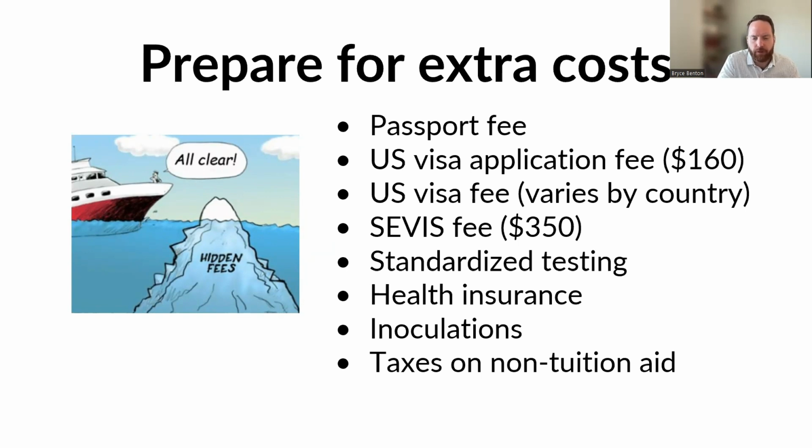Every student in the US enrolled at an institution has to show evidence of health insurance coverage. This can be purchased through the institution or university, or it could be something you buy and show evidence of outside insurance coverage. So that could be a variable cost as well. A lot of universities will also require students to show proof of vaccination and inoculations. So just things like that.